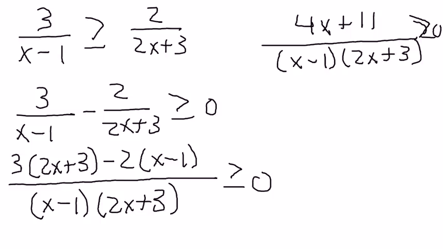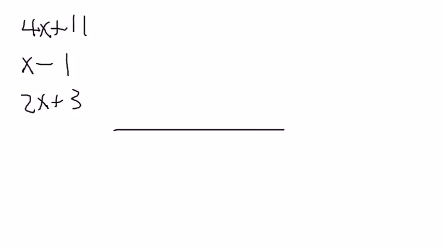Then I'm going to create my little number line chart. Let's go to a new screen on that. So you have that 4x plus 11. That's on the side. I have the denominator is x minus 1, and then 2x plus 3. And I'm going to create that little number line chart just like I did in the previous one. Okay. Careful about ordering these numbers now.